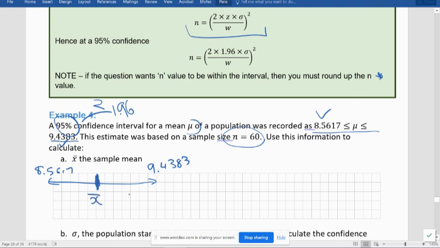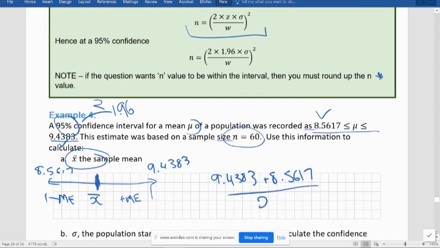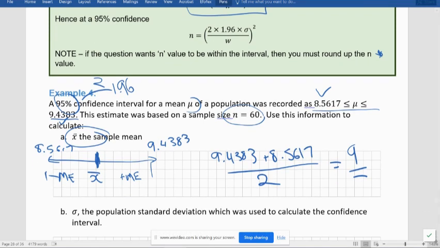Remember, you add the margin of error to get to this endpoint, and you subtract the margin of error to get to this point. So if you actually want to find the sample mean, how do you find the middle of two points? You take an average. If you just add those two quickly, even though they look ridiculously complex, the sample mean is just 9. So the sample mean is 9 there.